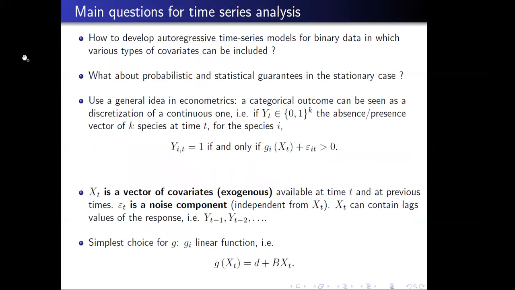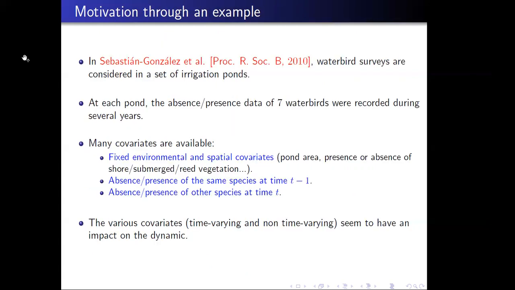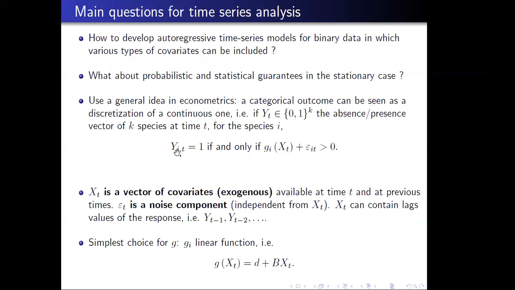So the main question for time series analysis is, if we want to construct a model compatible with this kind of dynamic, we want to define some autoregressive time series for binary data. And at the same time, we want to take into account other possible covariates that are observed and which do not concern the species that we have under study. And the key point is to develop something for which we can have, of course, some probabilistic and statistical guarantee.